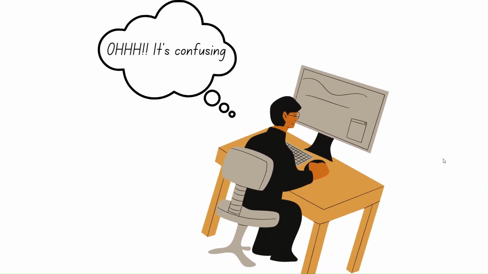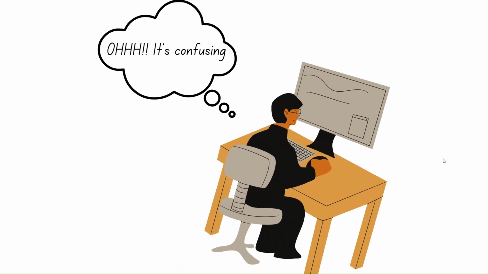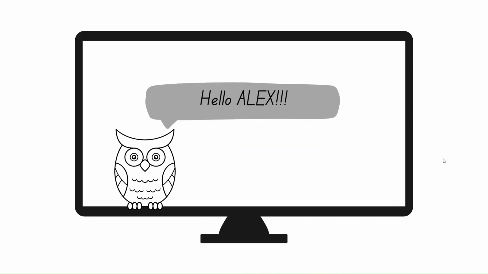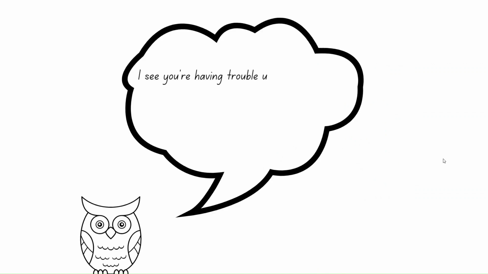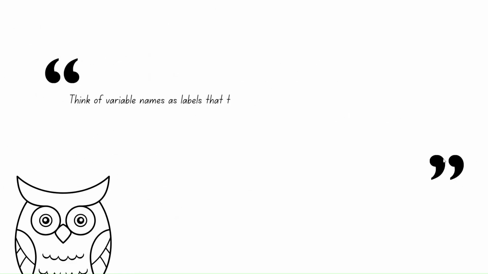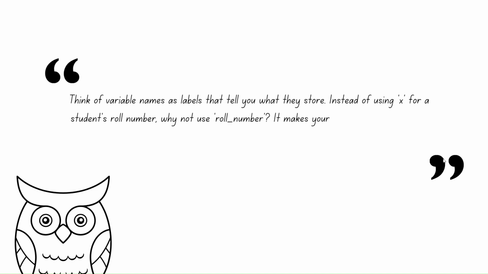As Alex was debugging a particularly tricky piece of code, a wise owl appeared on the screen. "Hello, Alex." The owl was communicating with Alex. "I see you are having trouble understanding your own code. Let me share a secret with you, the art of naming variables." And then the owl explained to Alex, think of variable names as labels that tell you what they store. Instead of using X for a student's roll number, why not use roll number itself? It makes your code easier to read and understand.